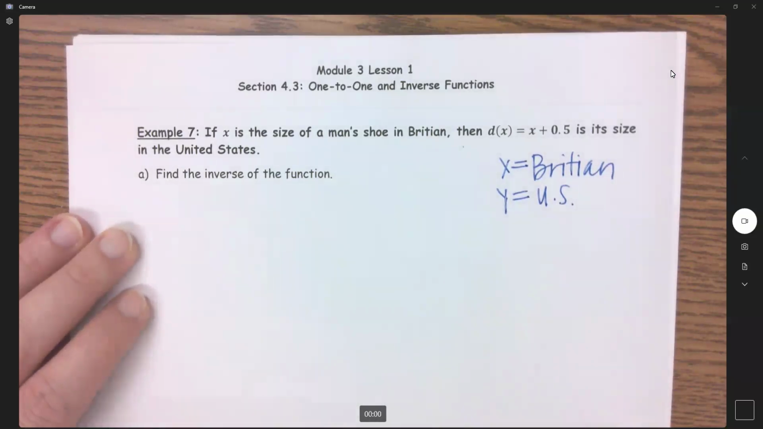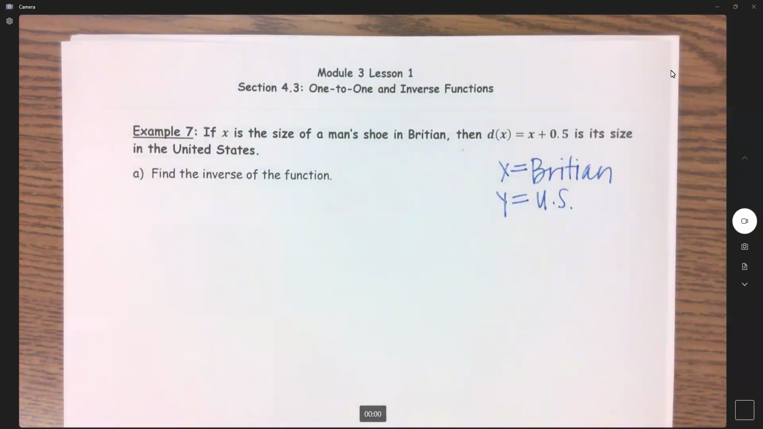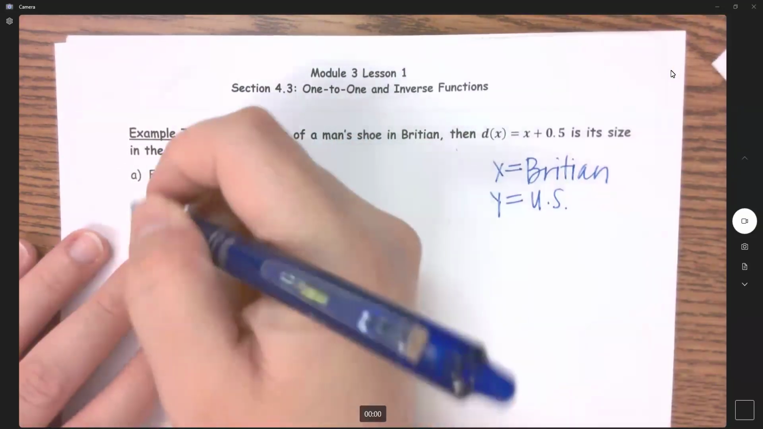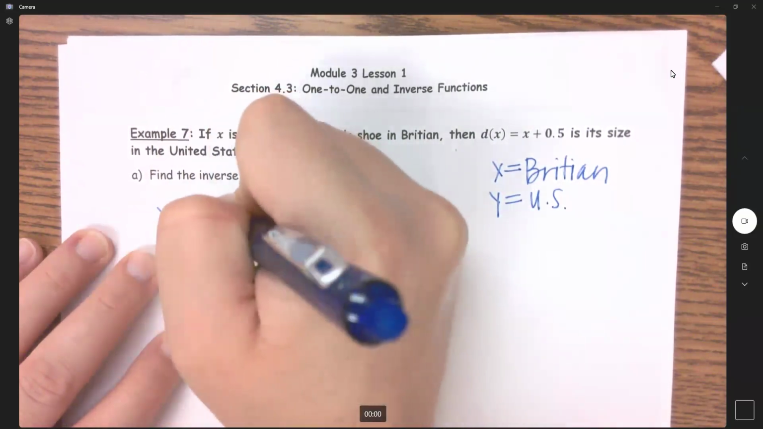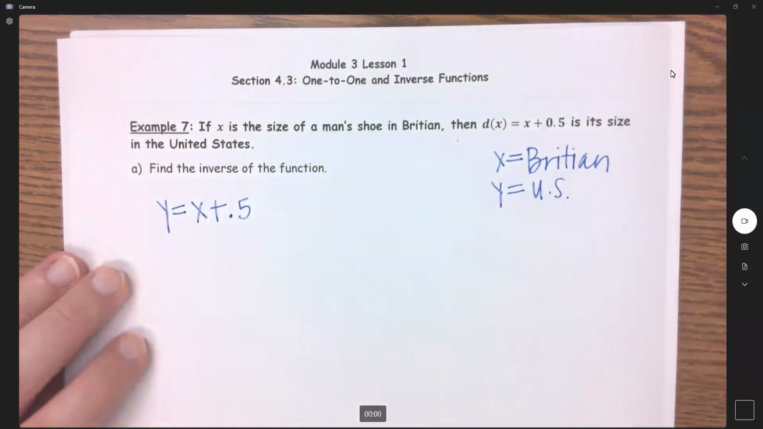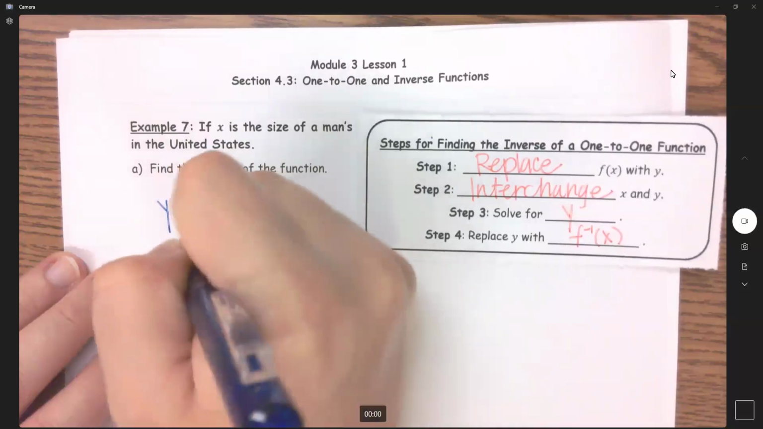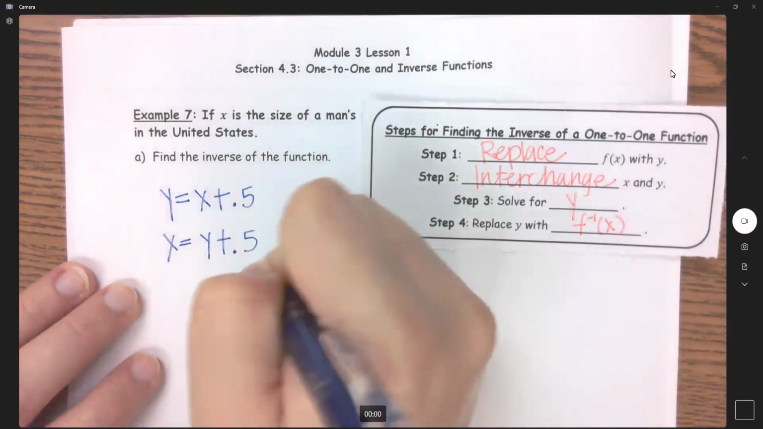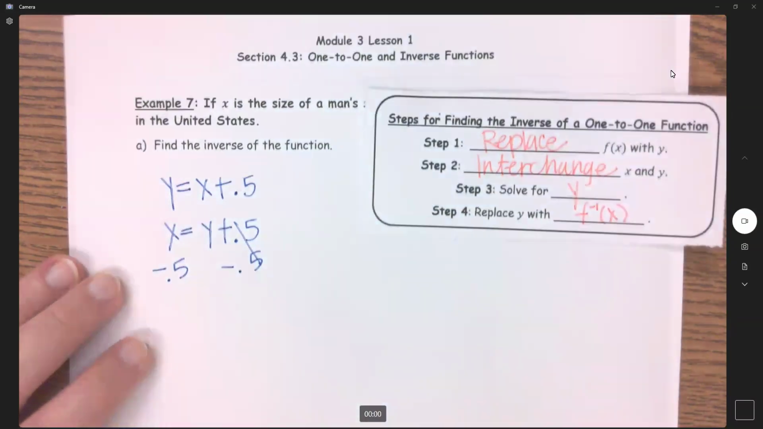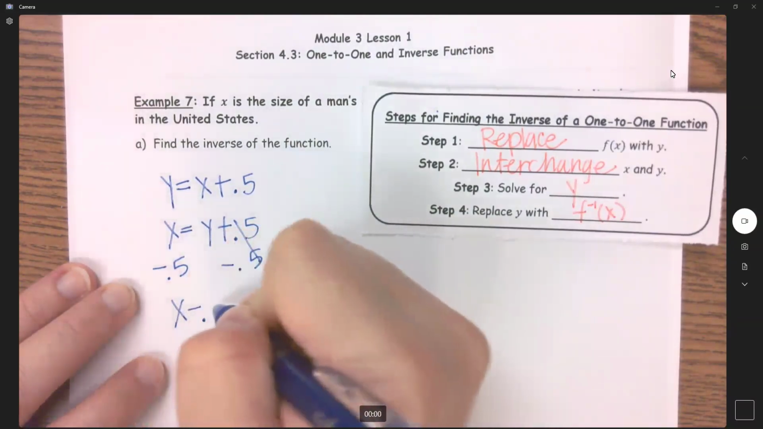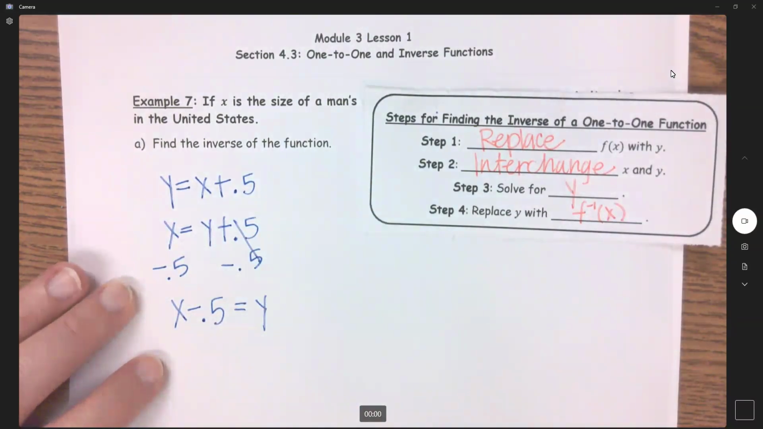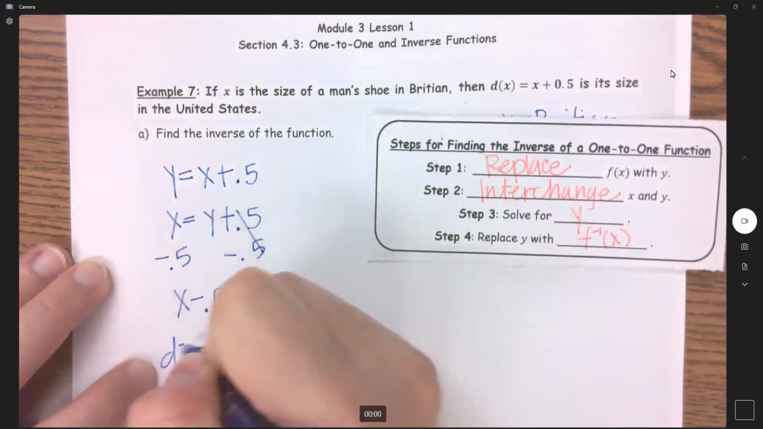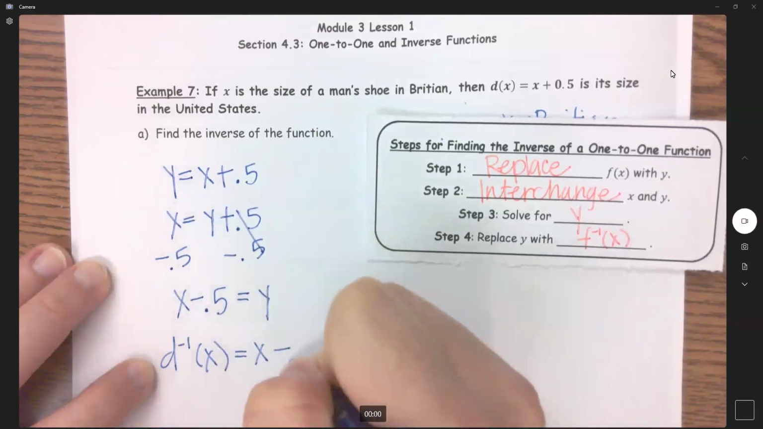The first thing is to find the inverse of this function. Using my steps, first I replace my f of x, or function notation, with y. So y equals x plus 0.5. Step 2 is interchange your x and your y. So now we have x equals y plus 0.5. Now solve for y. This one's a one-step problem. We subtract that 0.5 over, so we get x minus 0.5 equals y. Do not stop there. We need to now replace y with our inverse notation. We were using d of x, so the inverse of d of x equals x minus 0.5.